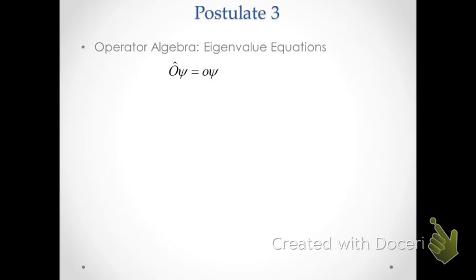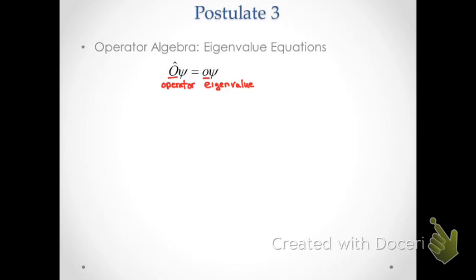All right. So, for example, if we take an operator which we will designate here as capital O, again with the little operator hat on top of it, and we operate on our wave function psi, and the key is if we get a constant, represented by the little o, times our original function, then we have what's called an eigenvalue equation.